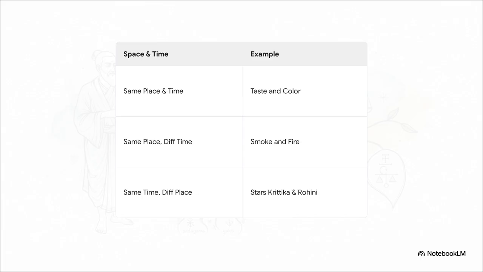Second, same place, different time. Our classic example, smoke and fire. They are in the same location, but there's a sequence. The fire causes the smoke. Third, same time, different place. Think astronomically here. The rising of the star Kritika in one part of the sky allows you to logically infer the rising of the star Rohini in a completely different part of the sky, simply because their cosmic relationship is fixed at that exact same time.